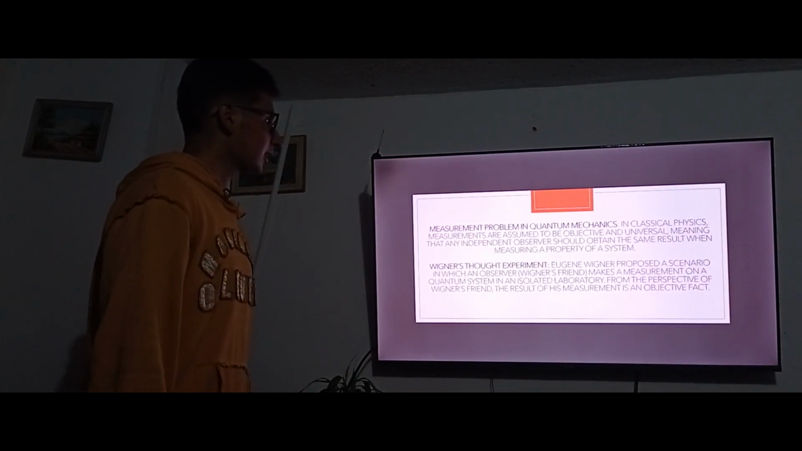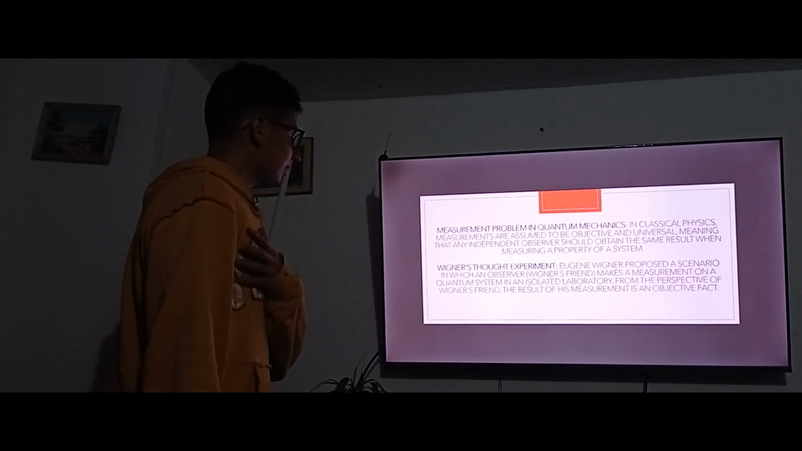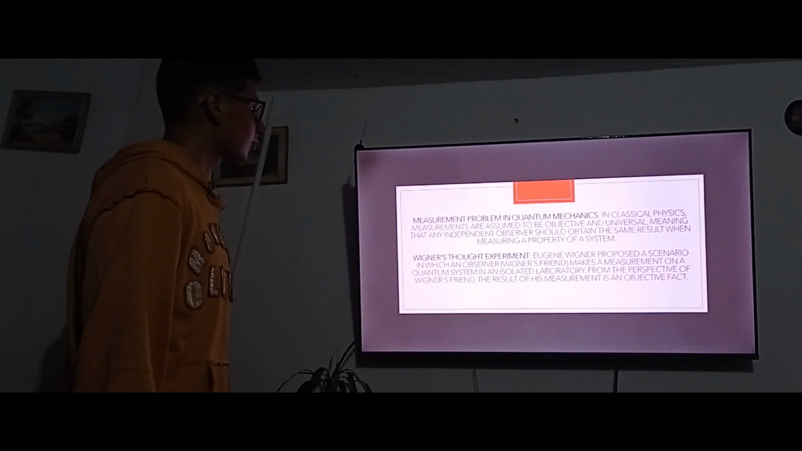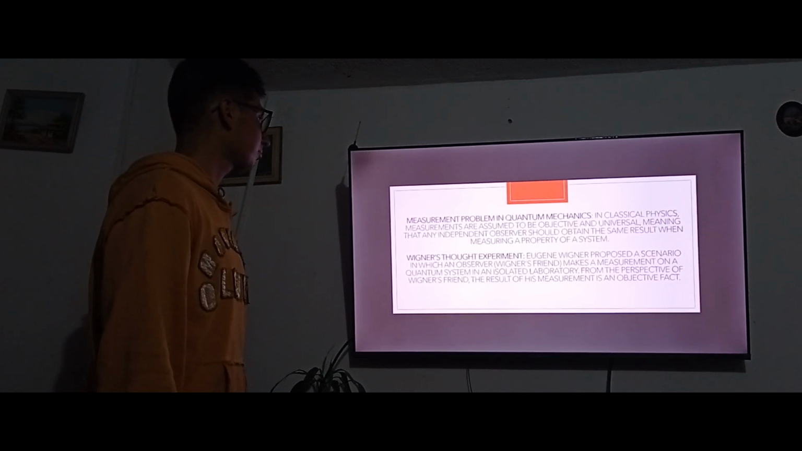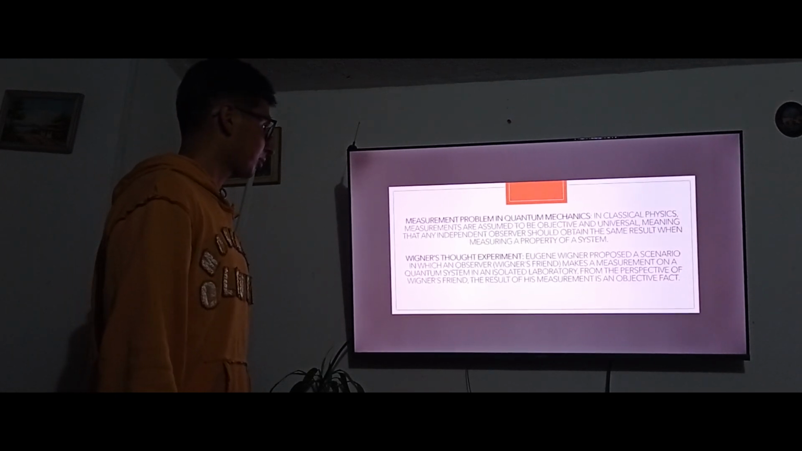Measurement problem in quantum mechanics. In classical physics, measurements are assumed to be objective and universal, meaning that any independent observer should obtain the same result when measuring a property of a system.